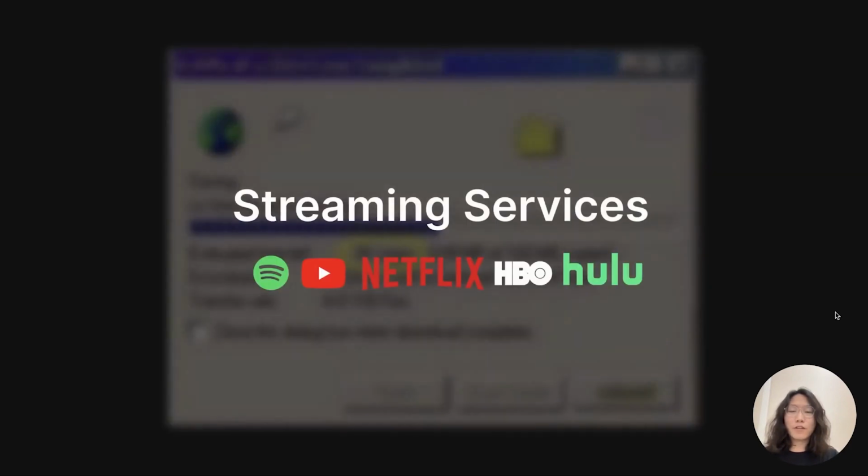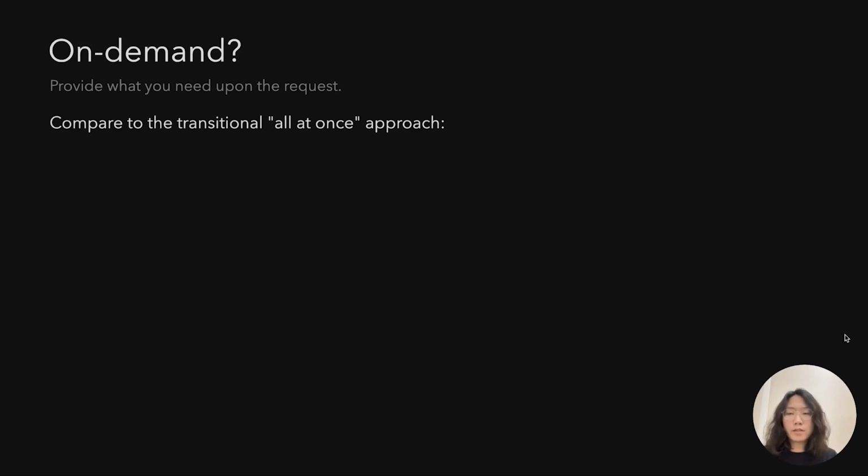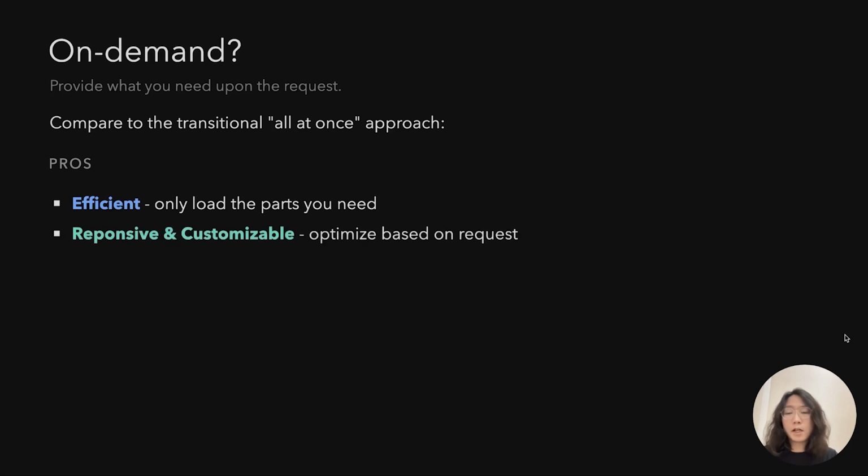So nowadays, thanks to on-demand streaming services like YouTube or Netflix, our lives become much easier. If I have to give a definition of on-demand, I would say: provide what you need upon request. Compared to the traditional all-at-once approach, I think on-demand offers a few pros. The first is efficiency: you only load the parts you need. The second is being responsive and customizable. For example, if you are watching the same movie on two different devices, the one on your phone will get a lower resolution stream than your desktop since it has a smaller screen to consume. That makes things more efficient.